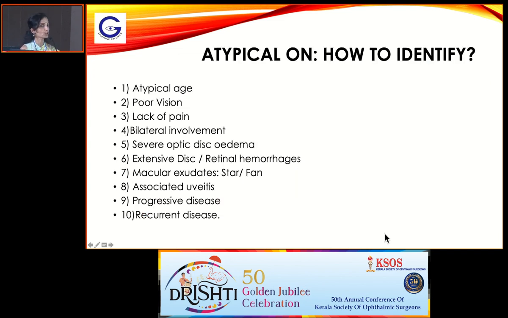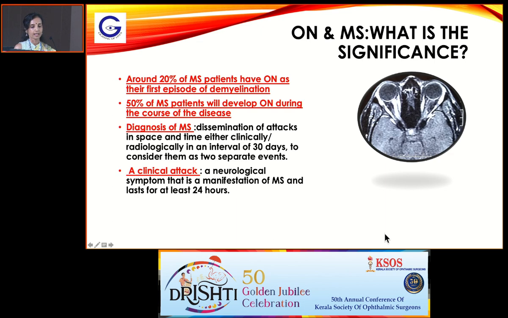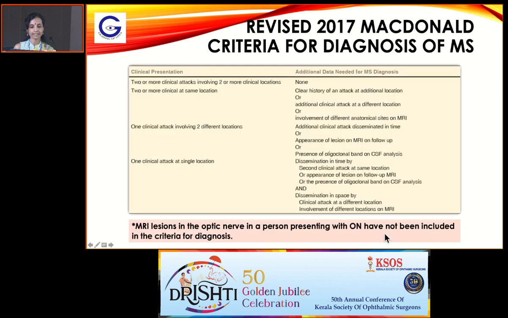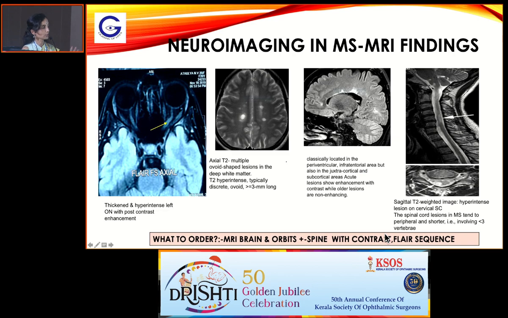So these are the red flags which would tell you which is not a typical optic neuritis and which is an atypical optic neuritis. Now, the importance of MS, I'm not going into detail. Everybody knows that 20% of MS patients can have optic neuritis as their first episode of demyelination, and 50% of MS patients will develop optic neuritis during the course of the disease. But the funny thing is that the revised 2017 McDonald criteria does not have the MRI lesions in the optic nerve as one of the diagnostic criteria. So optic neuritis is not included as one of the diagnostic criteria for MS. So these are the common neuroimaging findings. I'll just skip it due to lack of time.